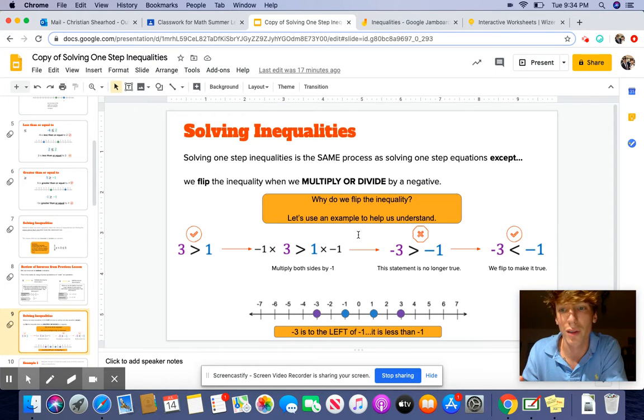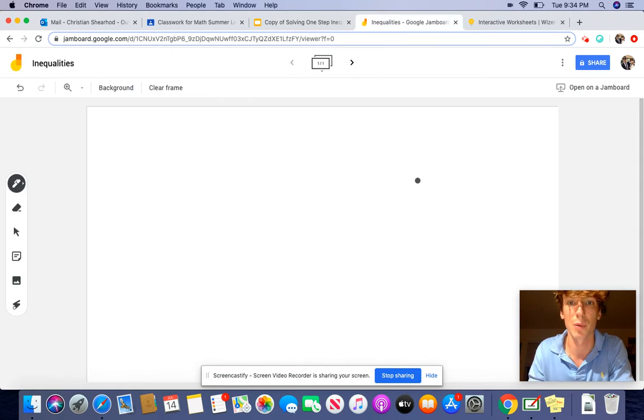This is what we call the golden rule. Solving one-step inequalities is the same, except we flip the inequality when we're multiplying or dividing by a negative. Okay. When you multiply or divide by a negative, you flip your sign. This is really important. Let's go ahead and put that off to the side for our notes.